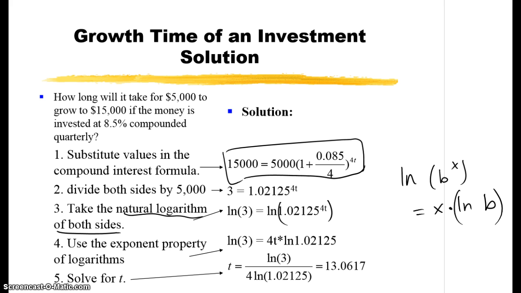Then, to solve for t, divide both sides by 4 times ln of 1.02125, and that's how you get an answer. So it's going to take roughly about 13.06 years for this investment of 5,000 to grow to 15,000 under those given conditions.